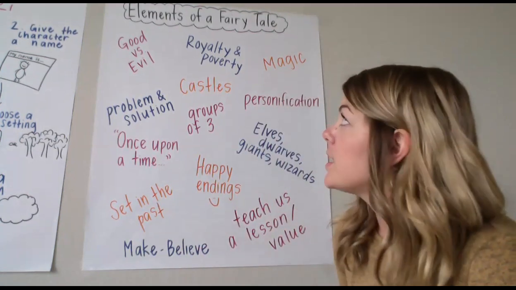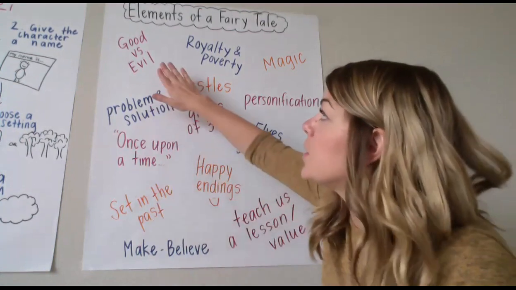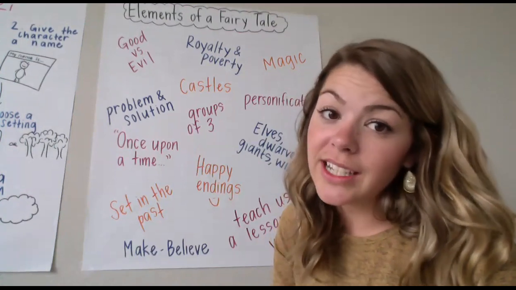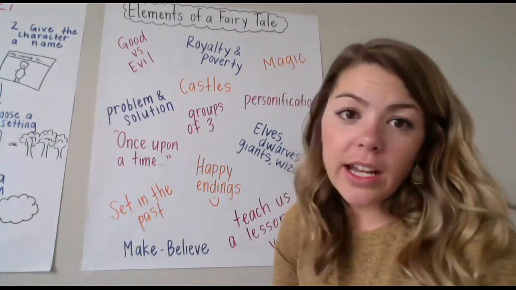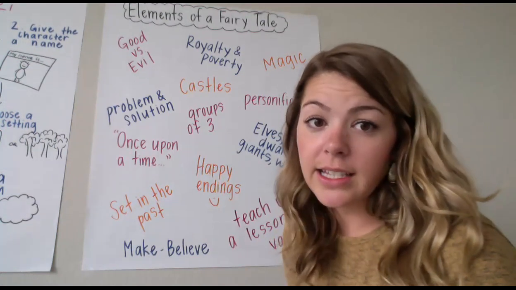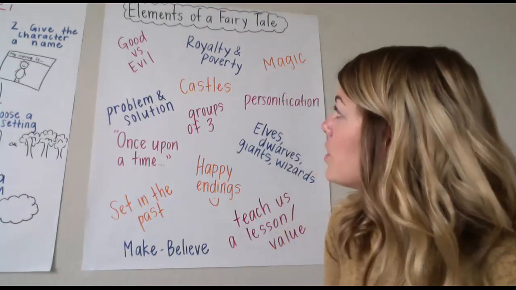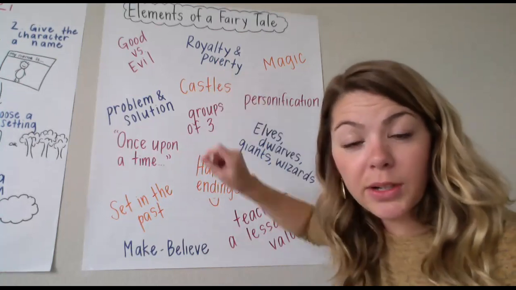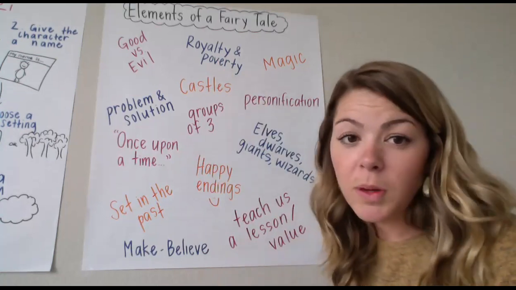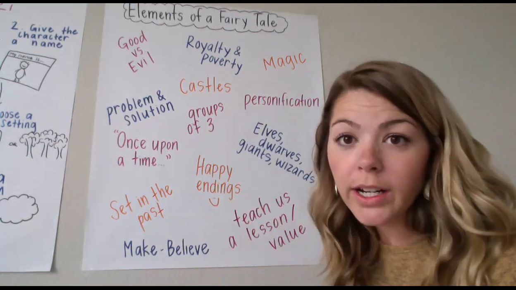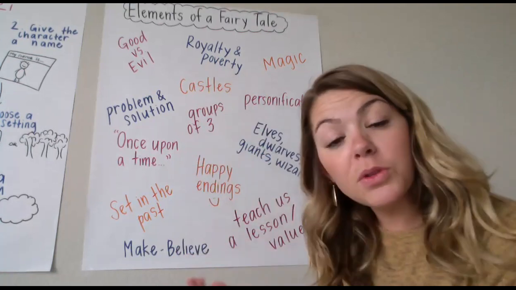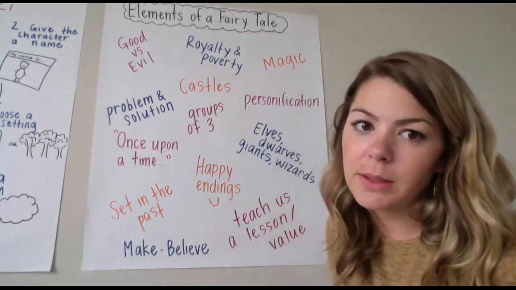One of the big ones in fairy tales is you always have a good character and a bad character. That is something you might notice in several fairy tales: it's good versus evil. The other thing that you might notice is royalty and poverty. So kings, queens, princesses. Also, sometimes there are people who don't have much money who are poor, and that's what poverty means. So it's the difference between people who have a lot of money and people who don't have as much money.